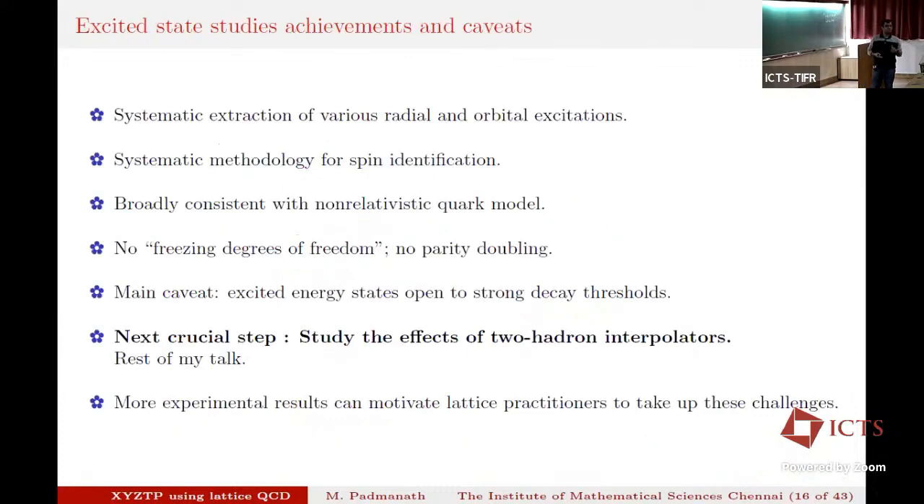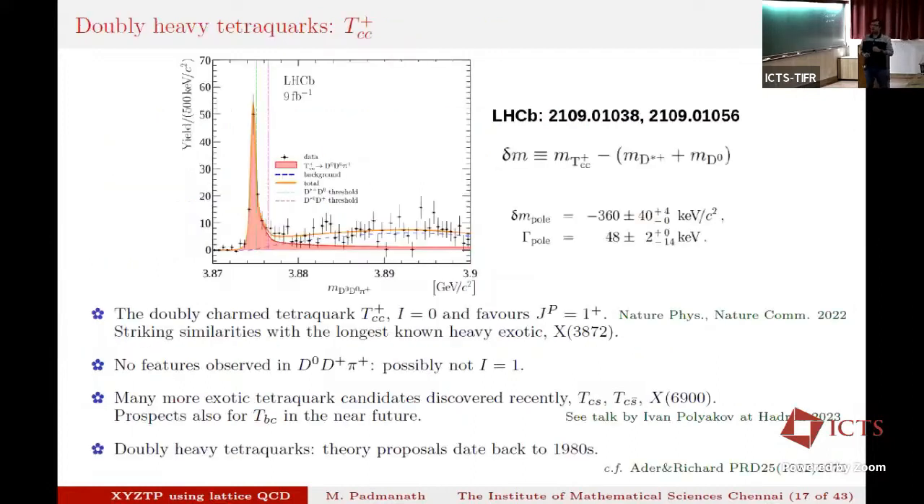You can, in principle, consider a three-quark and a meson operator, which is a baryon-meson kind of operator, if you want better reliability in your results. So this is the next crucial step, where you include two-hadron interpolators and determine the effects of this. All right, so this is very clear.